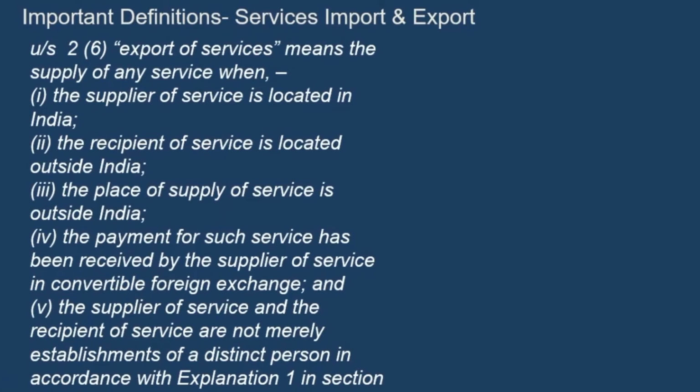So this clause was also not applicable for export of goods, which is taking goods out of India. But for export of services, five clauses are to be satisfied. The supplier is in India. The receiver is outside India. The place of supply of service is outside India. Payment is received in convertible foreign exchange. And there is no establishment of a distinct person, like branch transactions.